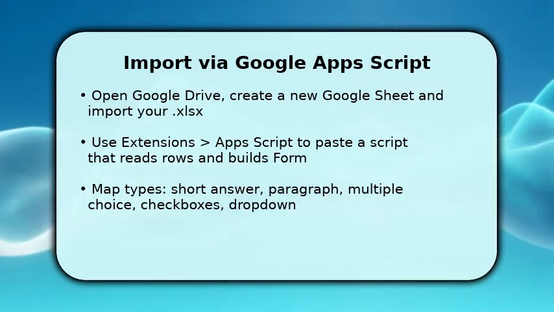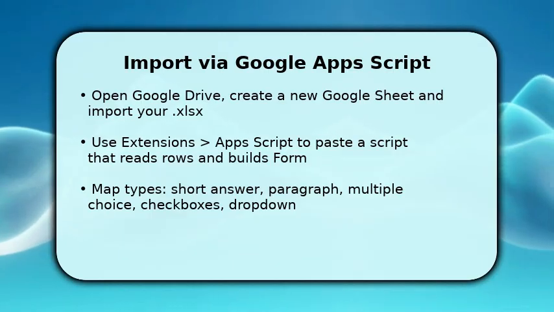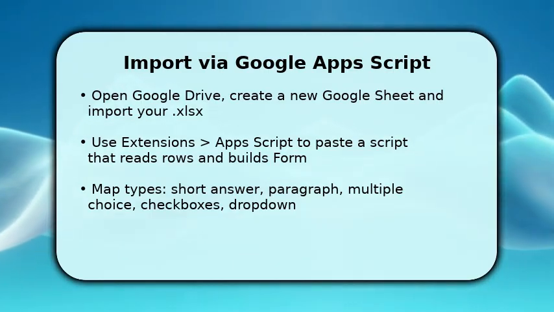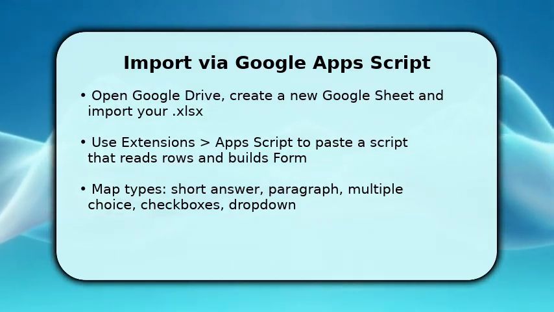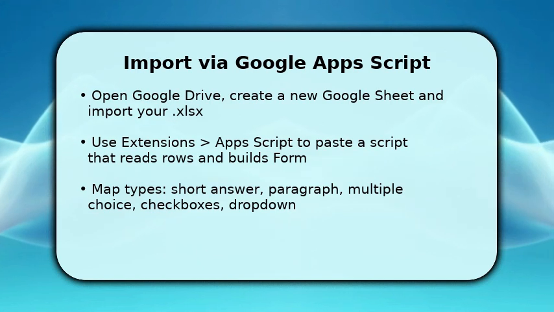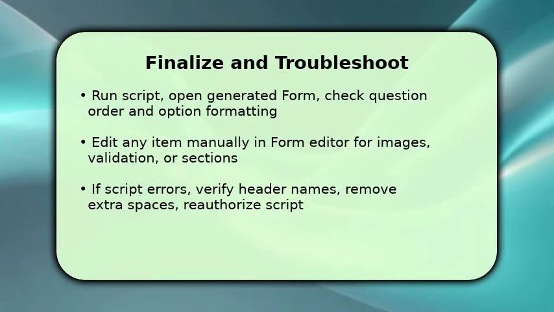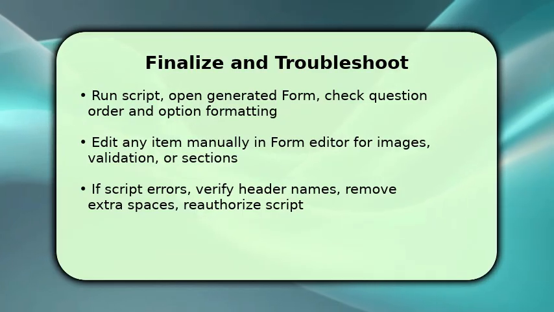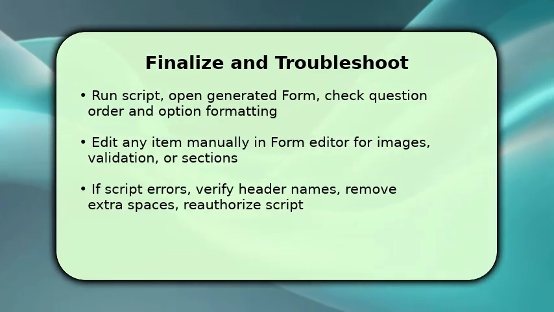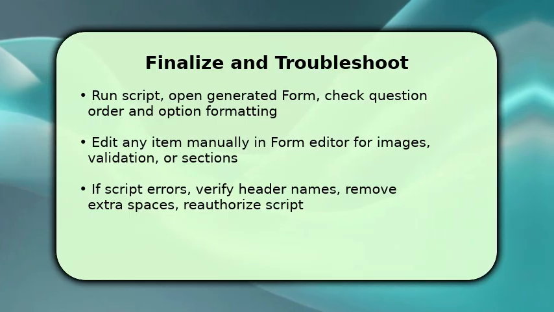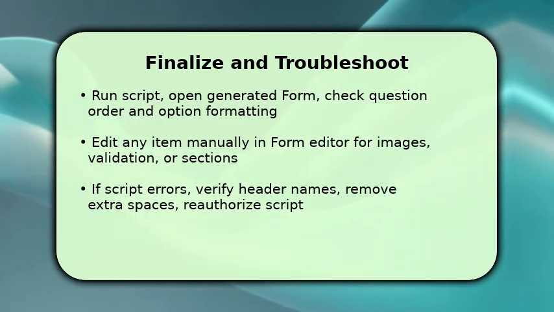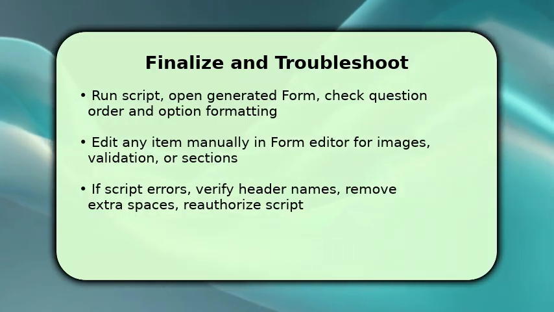Make sure type names match the script's expected values, because mismatches yield wrong item types. Adjust the sheet names if results differ. Complete by running the app script to create the form, and then open that form to verify question order, option parsing, and required flags. You can fine-tune validation, images, or section breaks directly in the form editor.